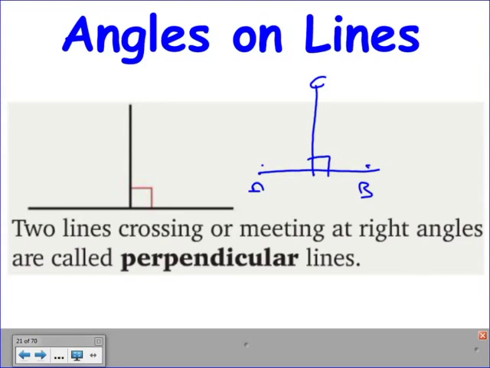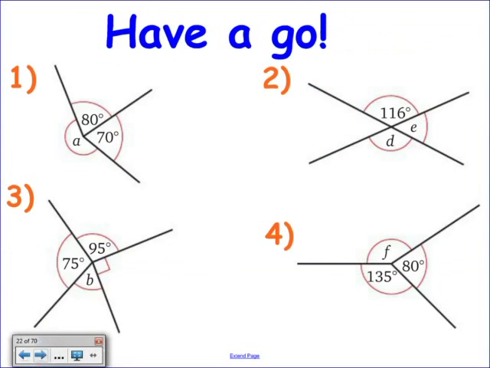Okay, so let's have a go at a few. Have a go yourselves at 1, 2, 3 and 4 to work out the missing angle. Can you use a calculator in this? Yes, absolutely. I want you to use your calculator. Get your calculators out. Let's have a look at them then.